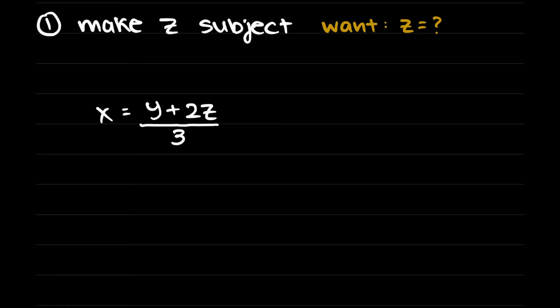So we can start off by getting rid of this ugly fraction over here. Fractions are the number one threat in rearranging formulas, so if you see fractions, get rid of them first. So we can multiply both sides by 3 to get rid of that fraction. On the left hand side, we have 3x. And on the right hand side, since you're taking y plus 2z, divide by 3, multiply by 3, the 3's cancel each other out, because multiplication is the inverse of division. So we are now left with y plus 2z on the right hand side.